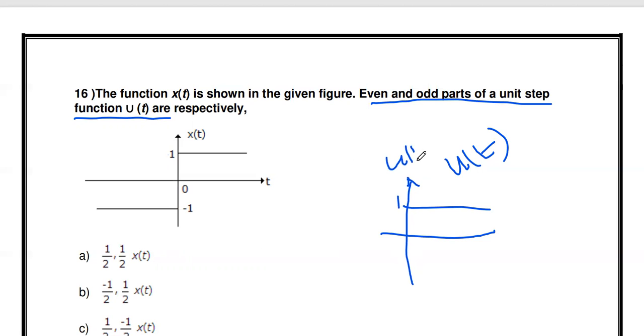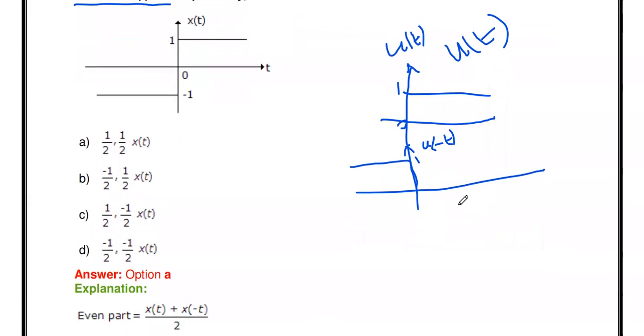U of t means the amplitude is 1 for the time 0 to infinity. What is the next thing? We have to take the mirror image of this u of t, that is u of minus t. How to draw u of minus t? The positive time values are swapped to negative, and negative time values are swapped to positive. So the folded signal, we will get like this. From the time minus infinity to 0, the amplitude is 1. For the time 0 to infinity, we will get the answer 0.